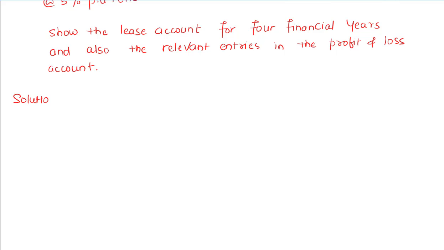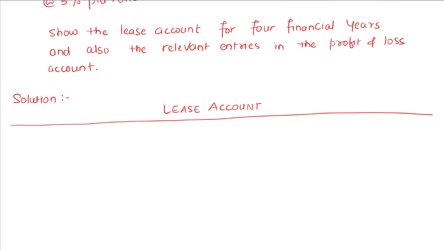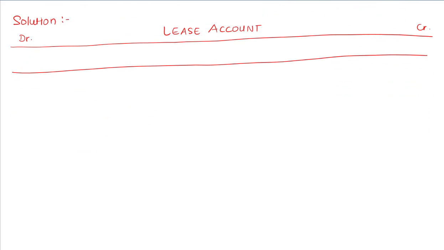Solution. Let us draw the lease account. The format of the account remains the same. Draw along with me. Debit, credit. Date, particulars, amount.